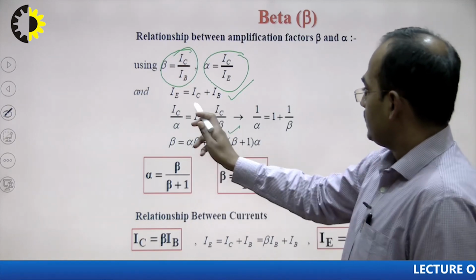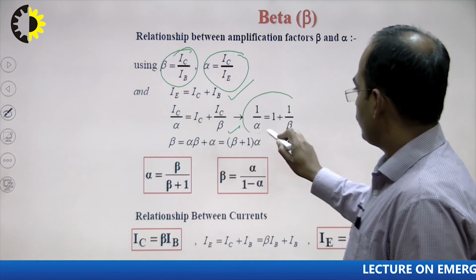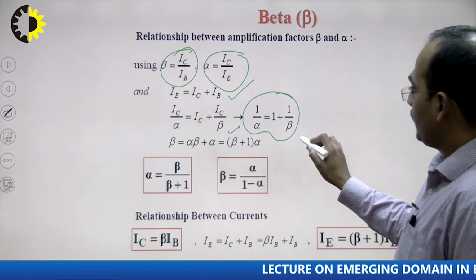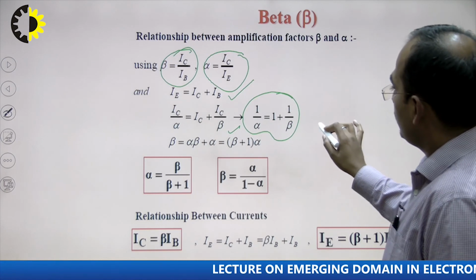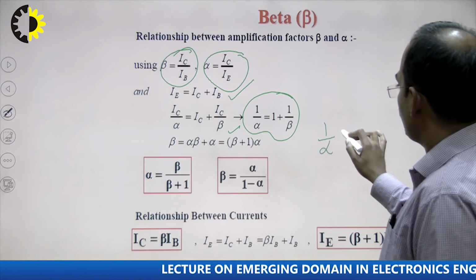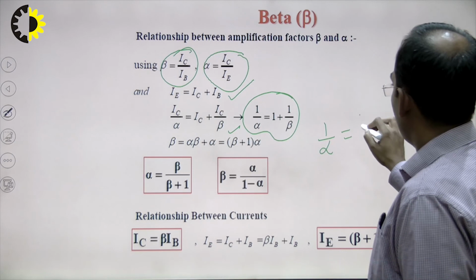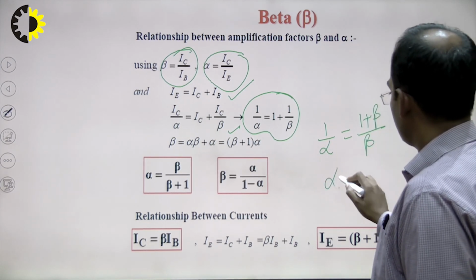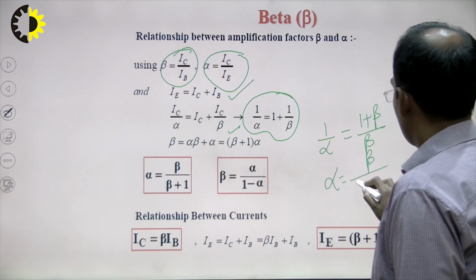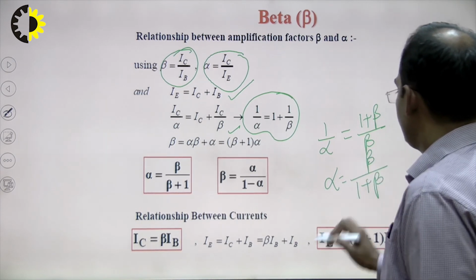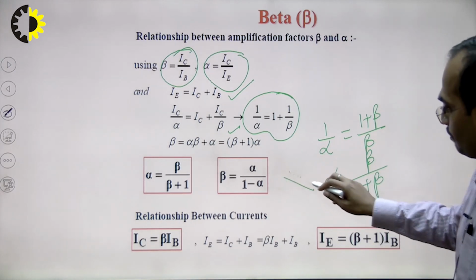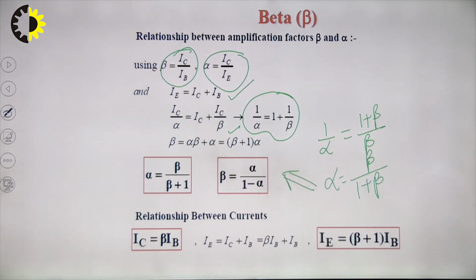IC will be cancelled out. So, 1 by alpha is equal to 1 plus 1 by beta. So I can write directly from here 1 by alpha is equal to 1 plus beta upon beta. So you can write alpha is nothing but beta upon 1 plus beta, or after simplifying, you will get beta is equal to alpha upon 1 minus alpha.